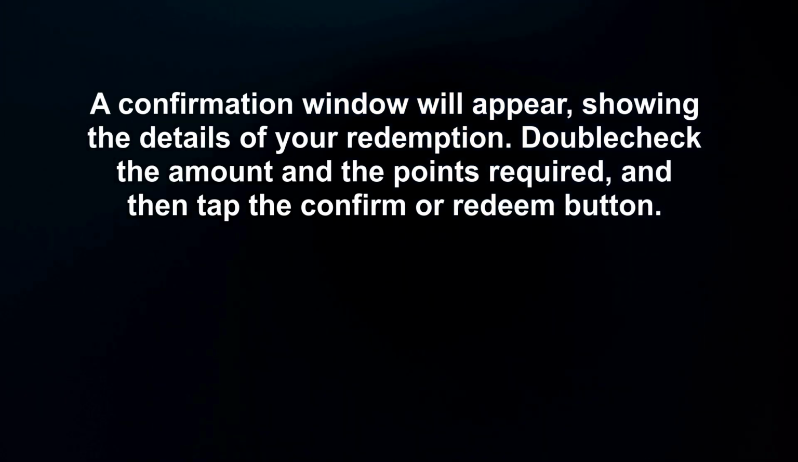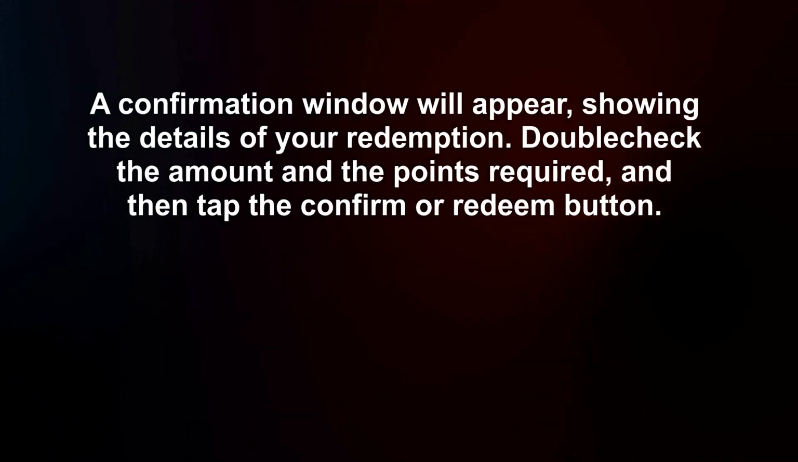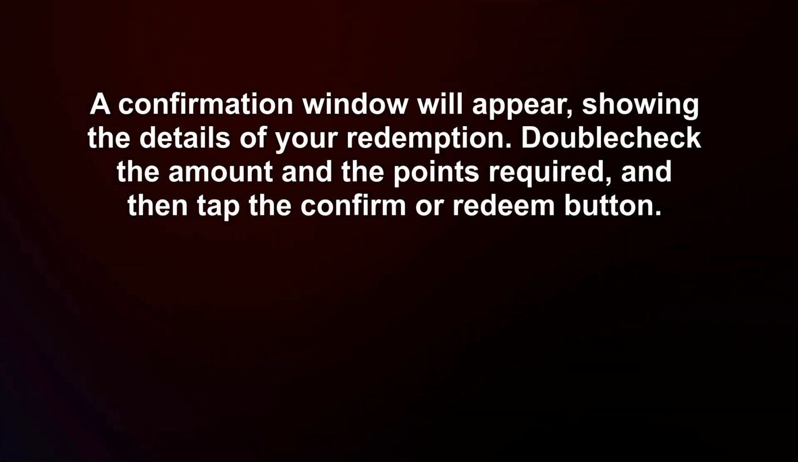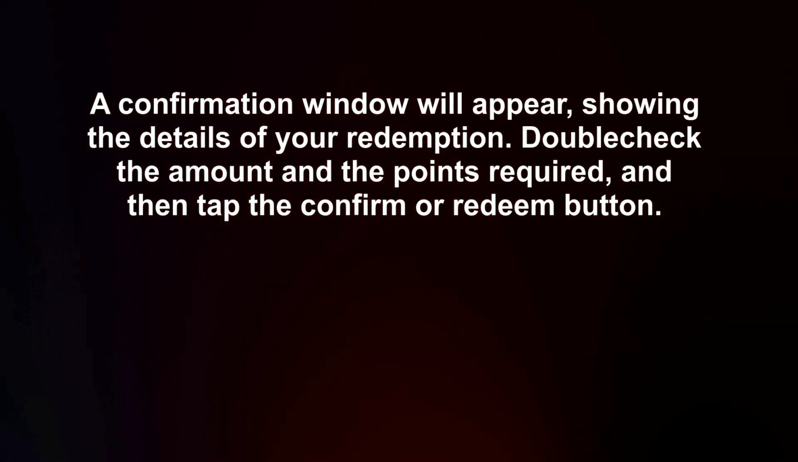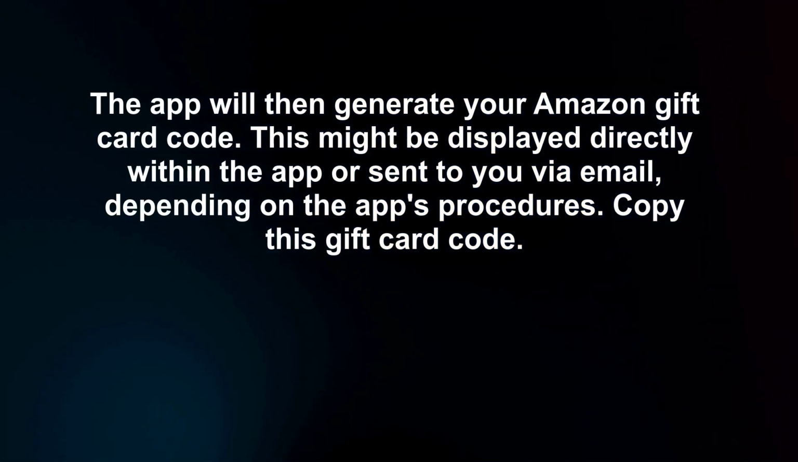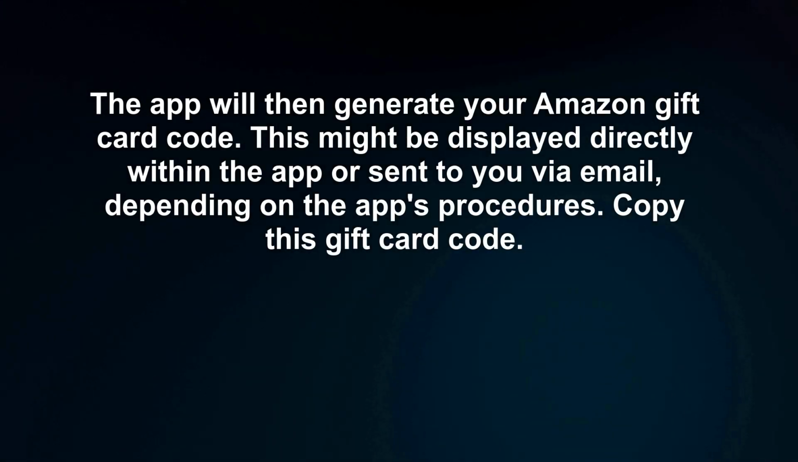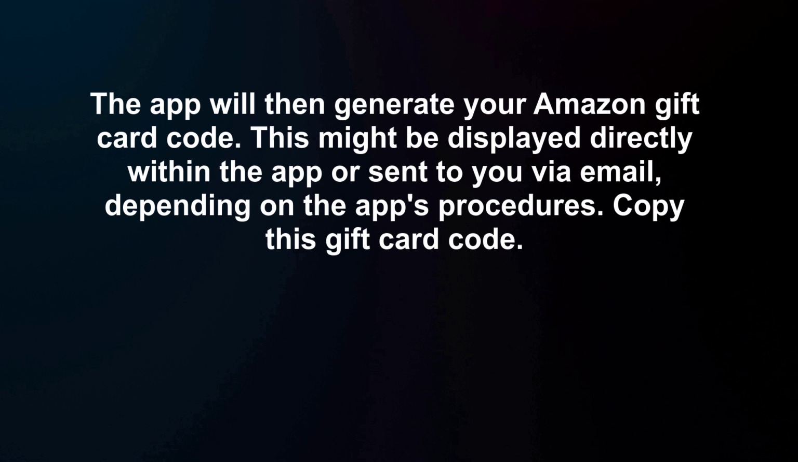A confirmation window will appear, showing the details of your redemption. Double-check the amount and the points required, and then tap the Confirm or Redeem button. The app will then generate your Amazon gift card code. This might be displayed directly within the app or sent to you via email, depending on the app's procedures. Copy this gift card code.